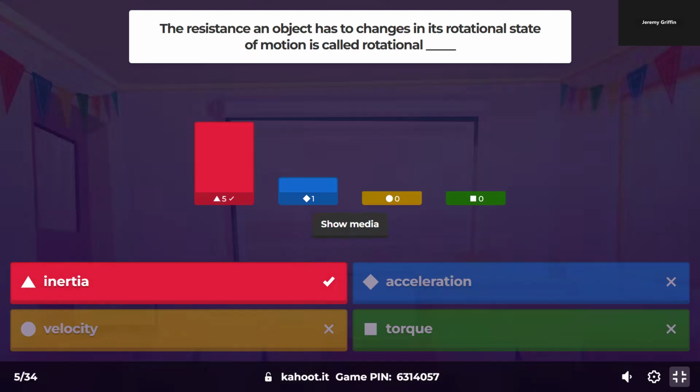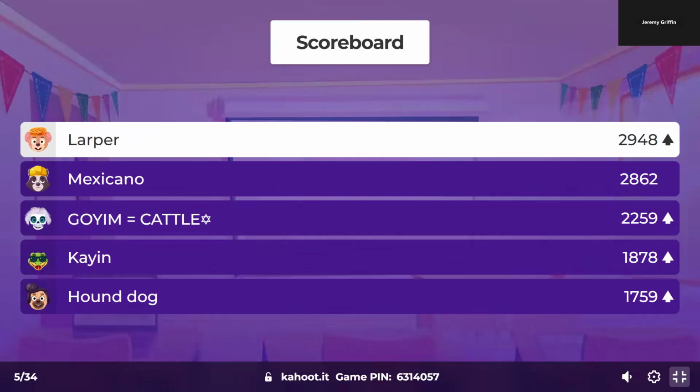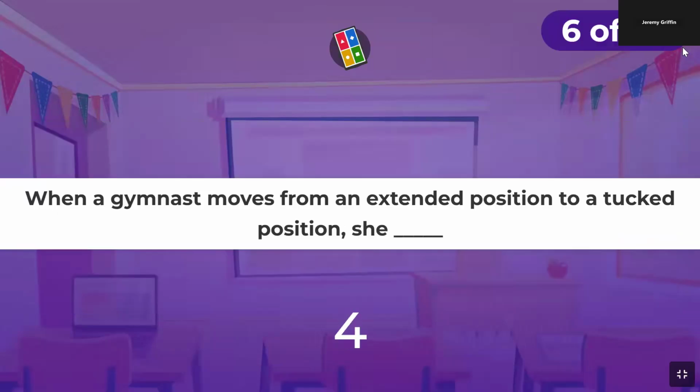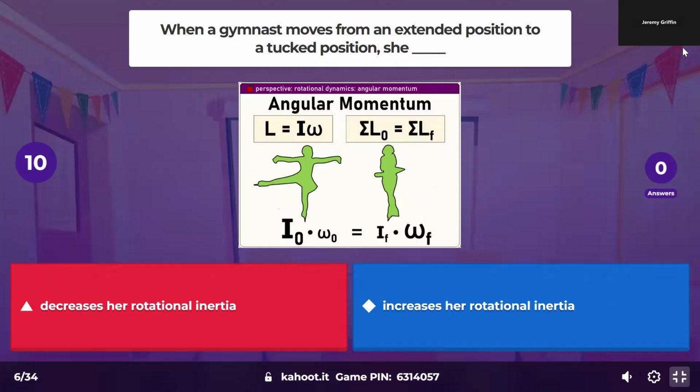How about this? If a bowling ball versus a basketball is rolling downhill, they have different rotational inertia. They roll down differently. Bowling ball beats the basketball. Gymnast moves from an extended position to a tucked position.